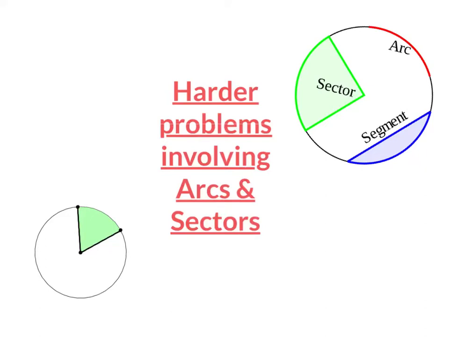Okay, so here we're going to look at some harder problems involving arcs and sectors. And we've already seen a sector is just a bit of pie. It's like you cut a bit of pizza out or a bit of cake out. That's a sector. We've got a radius, and this we call the arc. So anything around the circumference of a circle we call an arc.